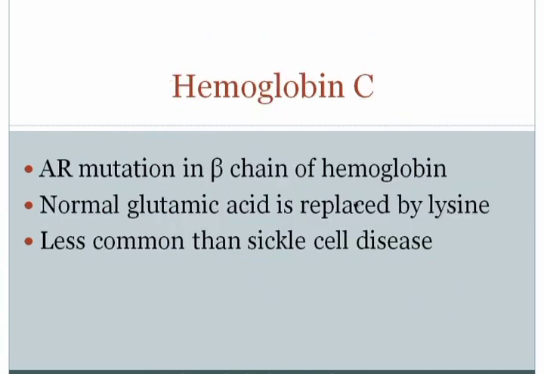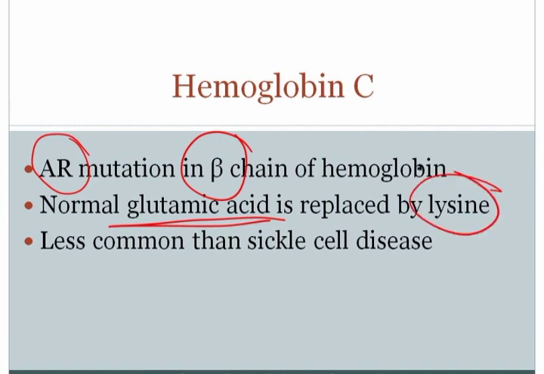Another important hemoglobinopathy to be familiar with is hemoglobin C. Now the problem here is that you have an autosomal recessive mutation, again in the beta chain of hemoglobin, but the normal glutamic acid, instead of being replaced by valine, as we had in sickle cell disease, is replaced by lysine. So that's the first point, is that hemoglobin C has lysine. Hemoglobin C has lysine. Maybe that might help you.